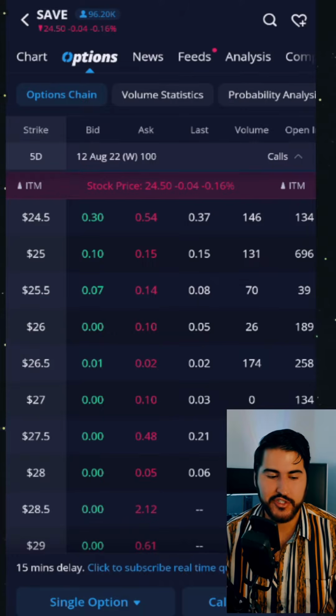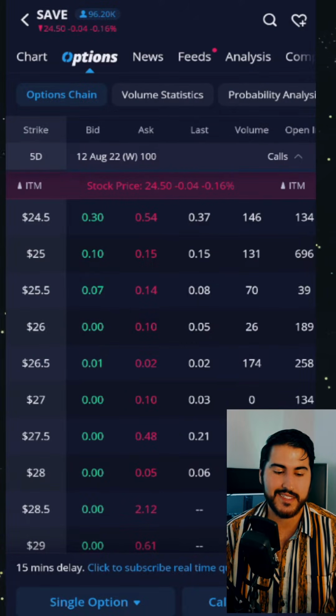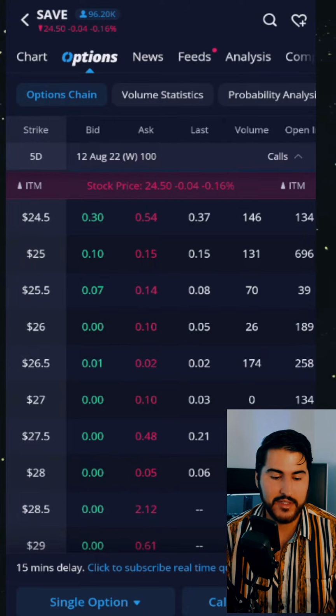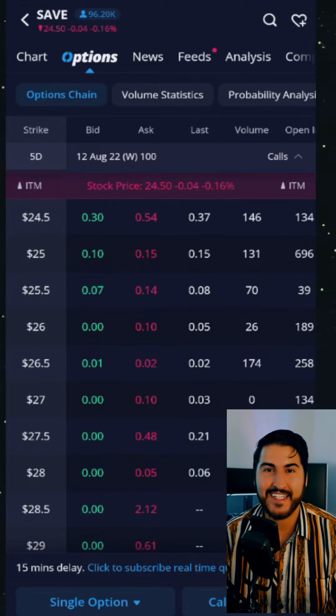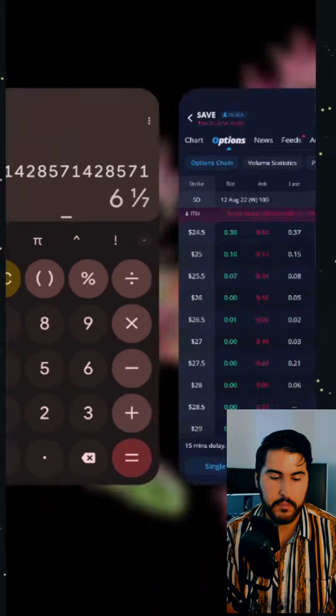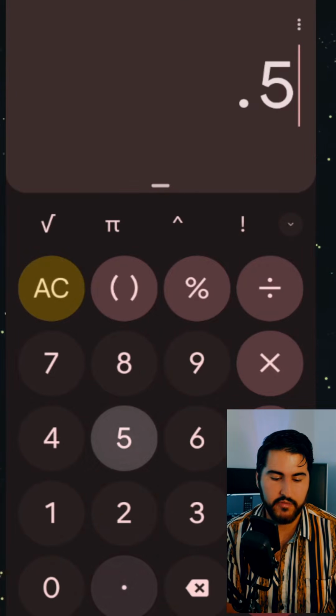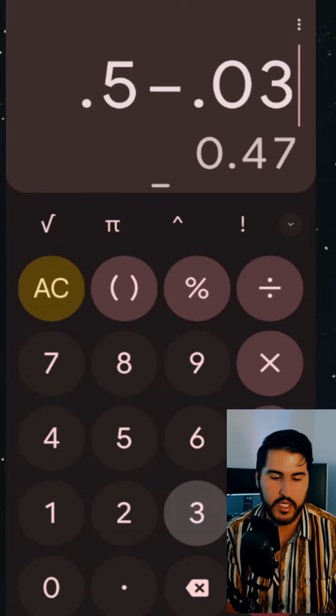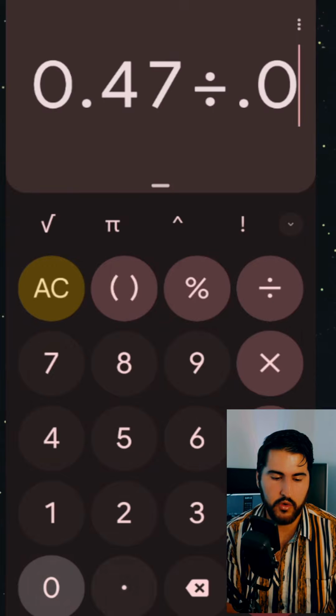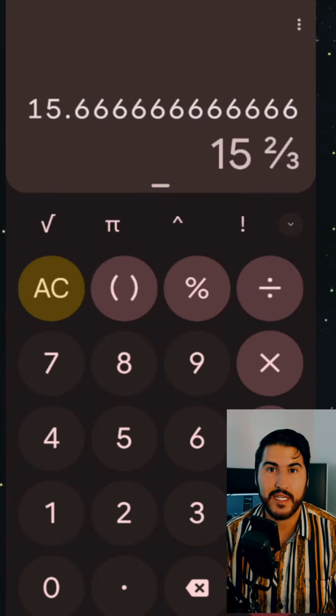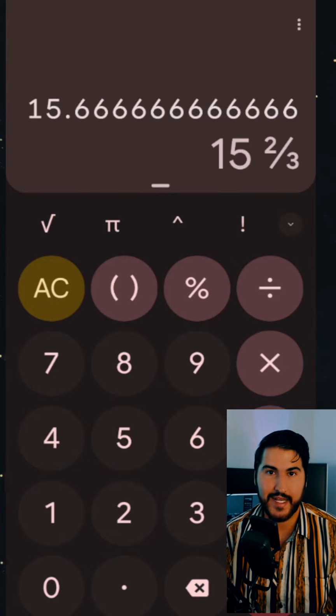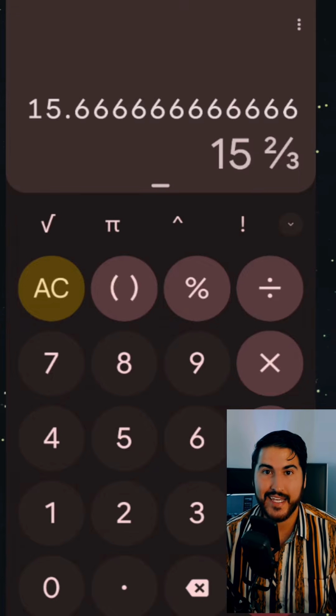Heading back to the options chain, if we look at the $25.50 strike minus the $26 strike, 8 minus 5, that is a 3 cent cost. But let's just do the math. So it's 0.5 minus 0.03 divided by 0.03. And that's a 15.6 to 1 risk to reward ratio on that spread. And that spread is in our range.